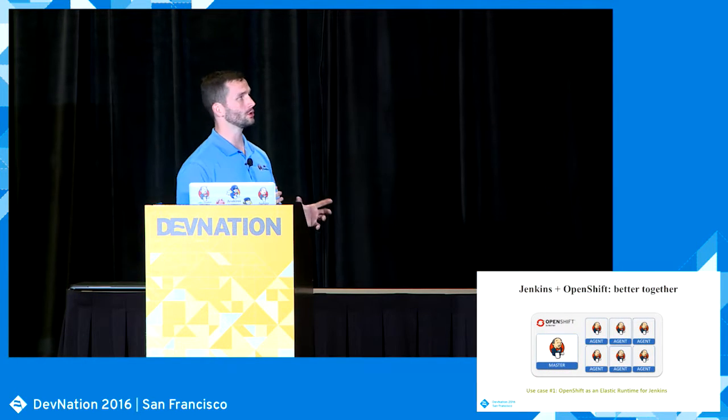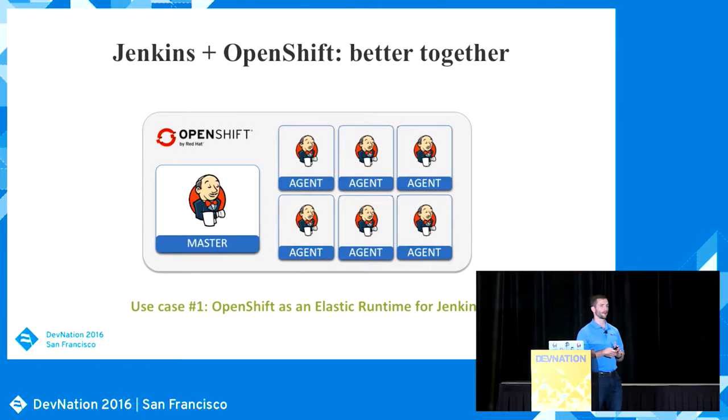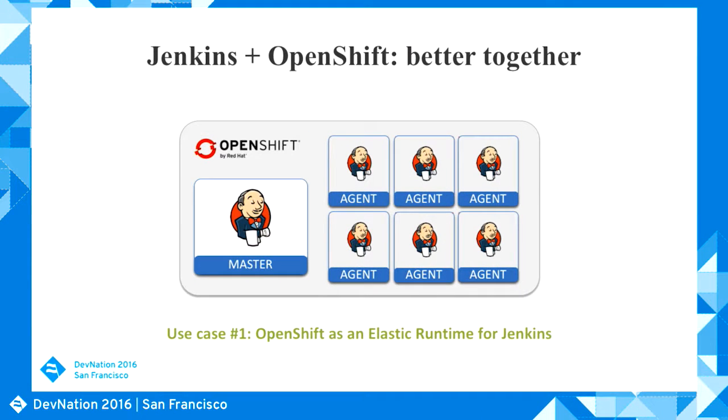So there's really two use cases, right? When we talk about reference architecture, I want to set the stage to tell you what I'm going to talk about, and what I'm not. There's really two high-level ways to use these technologies together. The first use case is to use OpenShift as an elastic runtime for Jenkins, right? OpenShift runs on top of Kubernetes. Kubernetes is a Docker container orchestrator cluster manager technology.